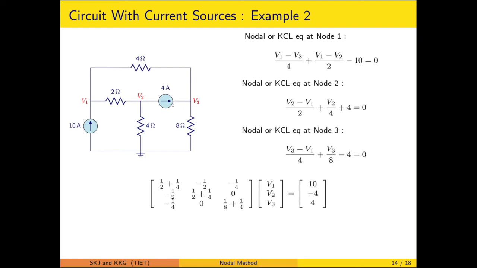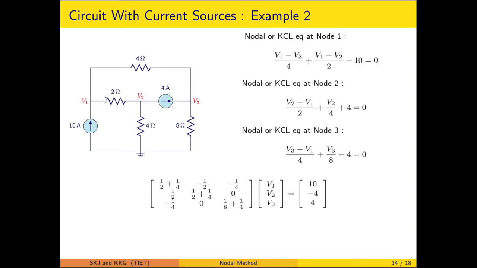For third, this 4 will be the inward current, so V3 minus V1 upon 4 plus V3 by 8, then it will be inward current, so minus 4. You have rearranged this, so these are basically participating on the right hand side. The equation is coming out to be like this. You can validate this simply by inspection.